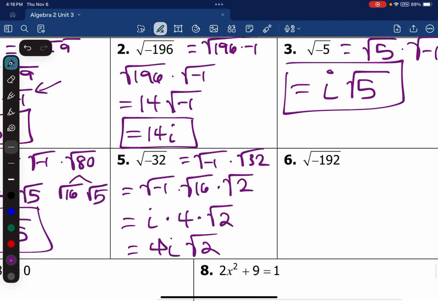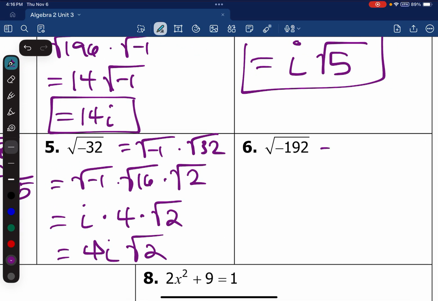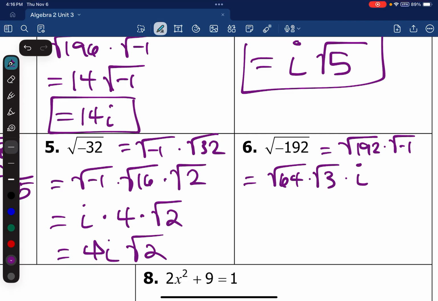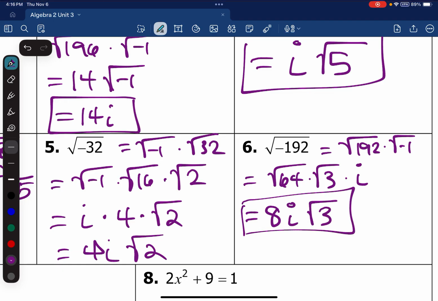All right, our next one. Write it as radical 192 times radical -1. 192 we can split into its factors of radical 64 times 3, and that'll be an i. 64 simplifies to be 8. We'll write the i next to the 8, and then radical 3 will stay.